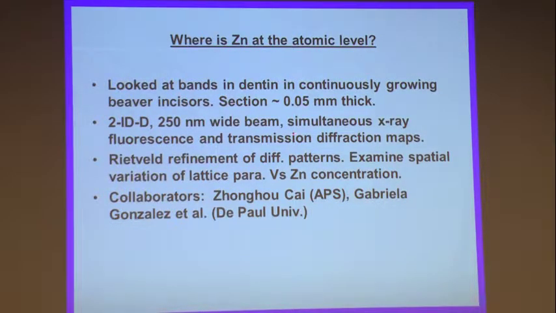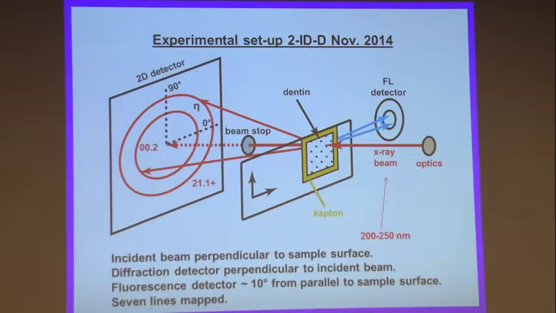So if we take a section, we went to 2IDD with a small beam and did Rietveld refinement of the patterns and examined the correlation between the spatial variation of lattice parameter versus the zinc concentration. We can do this correlation exactly because the data were collected simultaneously. So there's the now defunct setup at 2IDD, the beam coming in normal, taking off the fluorescence detector and then measuring the diffracted intensity here.